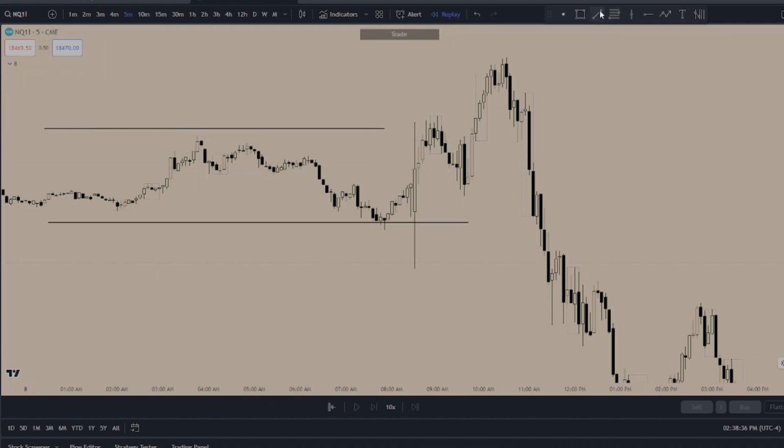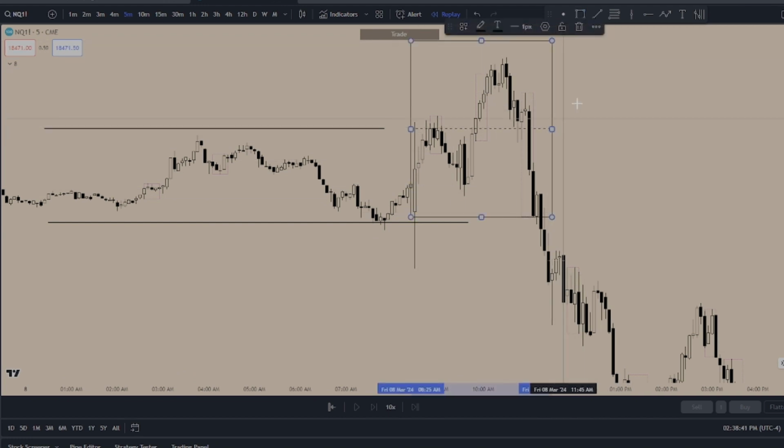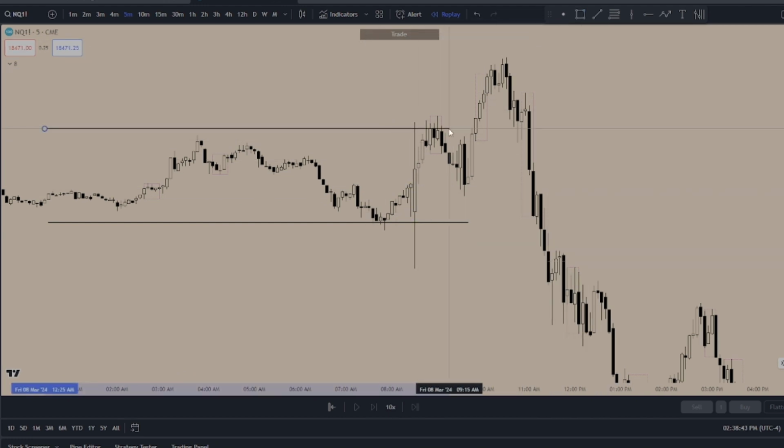We have our manipulation higher right here. And then we're going to have our leg of distribution. So if you play power of 3 setups, this would be where you're looking for your breaker. We have a high, low, higher high, displacement. Now this is the lowest down close candle in that range, right? So we're going to extend that out to the right.